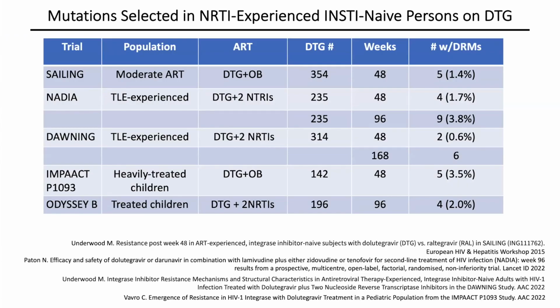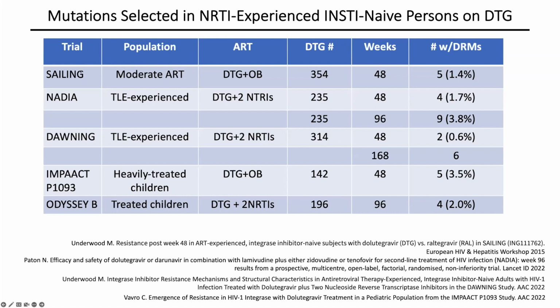This slide shows data from 5 randomized clinical trials in which NRTI experienced but INSTI-naive subjects were treated with a dolutegravir-containing regimen. INSTI resistance mutations emerge, as shown here, in about 1% to 4% of subjects by week 48 or week 96 in these trials. The proportions with emergent INSTI resistance mutations were higher in the trials from low and middle income countries in which genotypic resistance testing was not used to choose the drugs administered with dolutegravir.